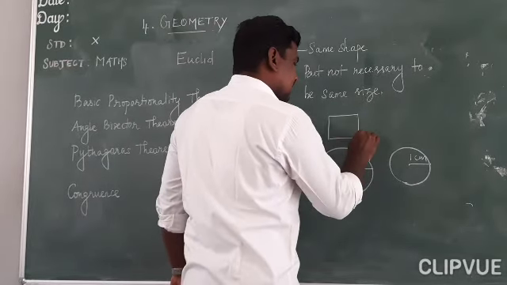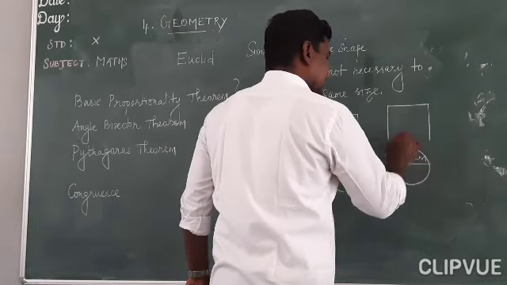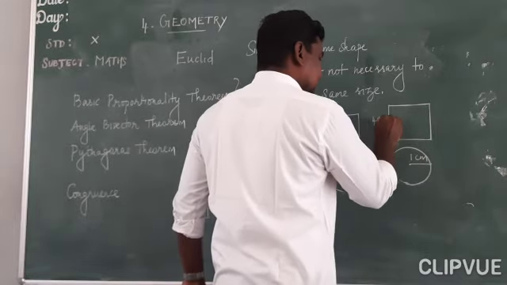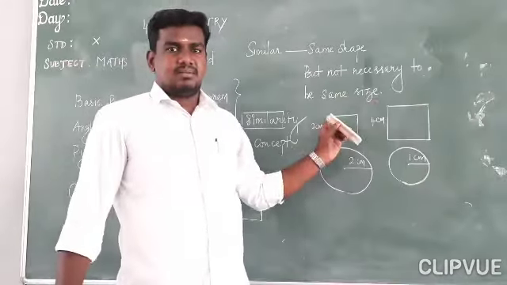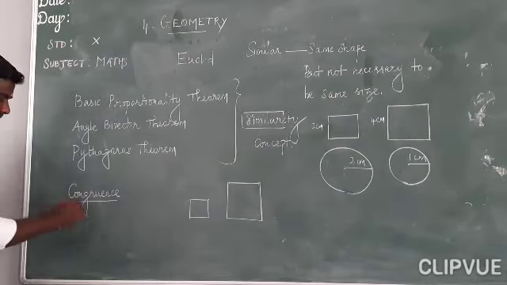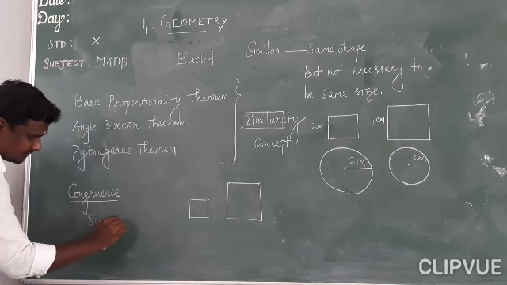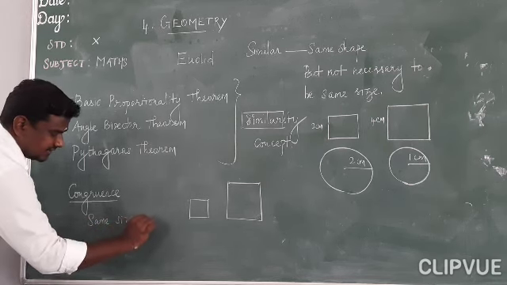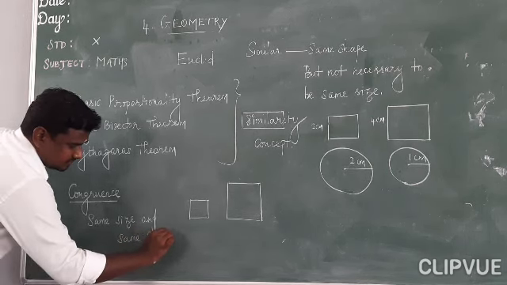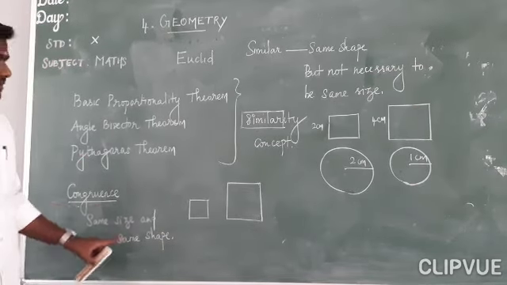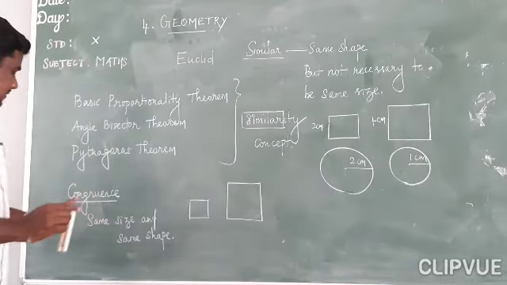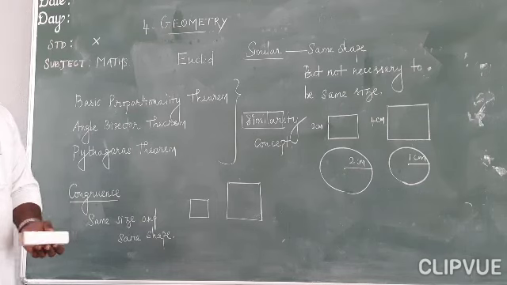Square. This square is 2 centimeter, this is 4 centimeter. They are similar, but they are not congruent, because the congruence definition is same size and the same shape. I hope you understand the difference between congruence and similar. If you know these two, we can move to the next one.